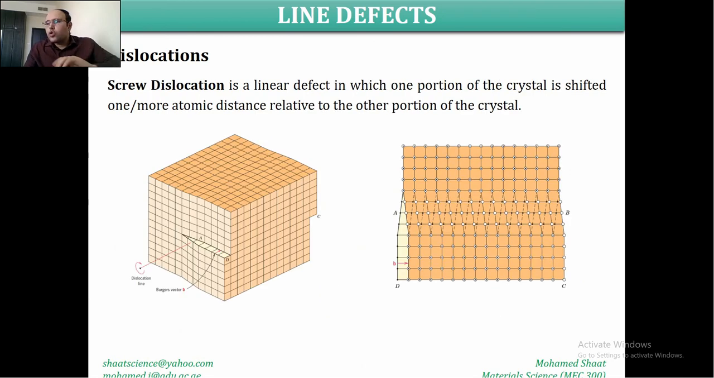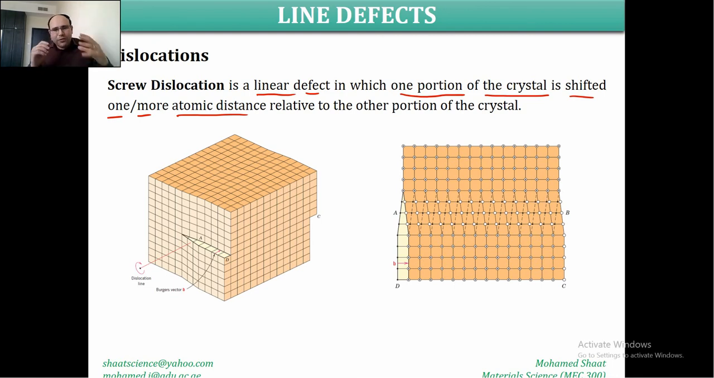But anyway, the screw dislocation is another form of dislocation. The screw dislocation is also a linear, one-dimensional defect like the edge dislocation, in which one portion of the crystal is shifted by one or more atomic distances. This distance is considered a measure of the distortion in the crystal because of the screw dislocation.